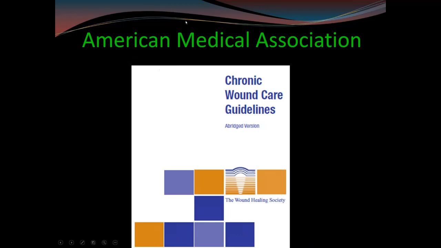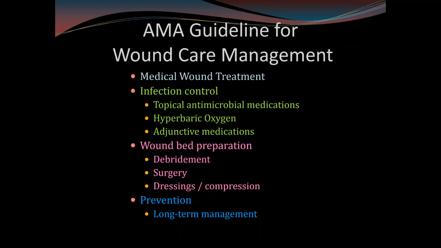These guidelines basically say these are the steps that need to be taken to manage chronic wounds. Step number one, you have to control the cause of disease. You have to use either topical antimicrobials, hyperbaric oxygen, or adjunctive medications. These can be antiseptics. That would also include antibiotics if you need them. The second phase is then you clean up the wound bed itself, wound debridement, we call it scaling and/or root planing, surgery, periodontal surgery, and also compression bandages, and then you prevent this from reoccurring.